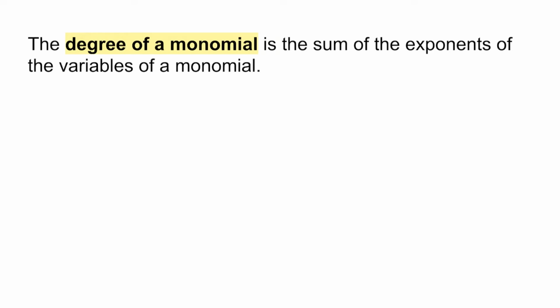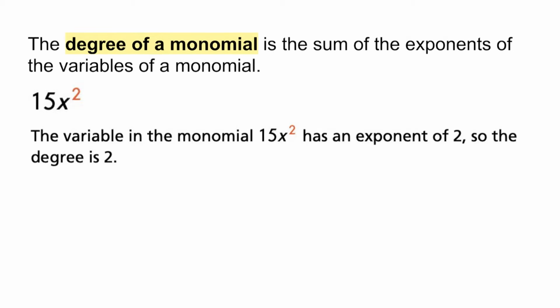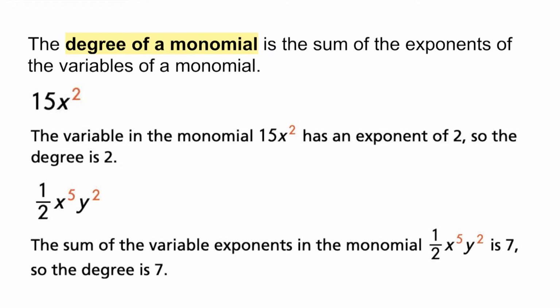We can also classify expressions based on their degree. The degree of a monomial is the sum of the exponents of a variable. If we have 15x squared, the variable has an exponent of 2, so the monomial has a degree of 2. If we look at 1/2 x to the 5th power y to the 2nd power, this has more than one variable within the same term. So we have to find the sum of the exponents, which would be the degree. 5 plus 2 is 7, so 7 is the degree.